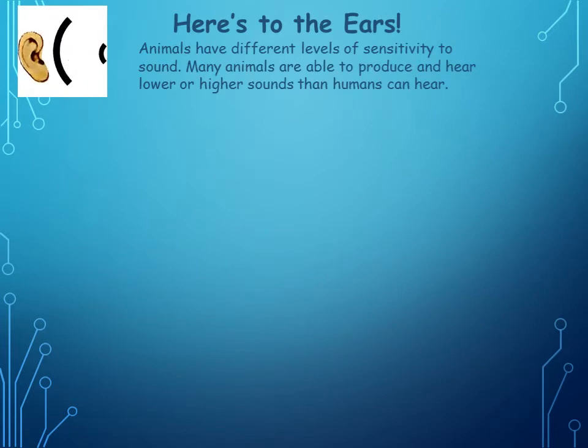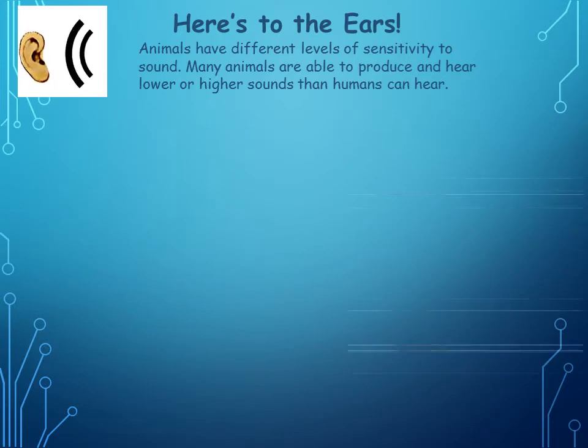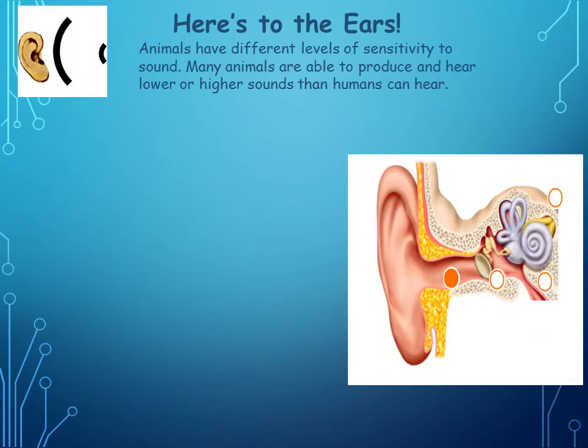Here's to the ears. There are sounds everywhere, but you wouldn't be able to hear any of them without the hearing receptors in your ears. Animals, grade 4, have different levels of sensitivity to sound. Many animals are able to produce and hear lower or higher sounds than humans can hear. So here, let's explore the image that shows the parts of the ear and their functions.